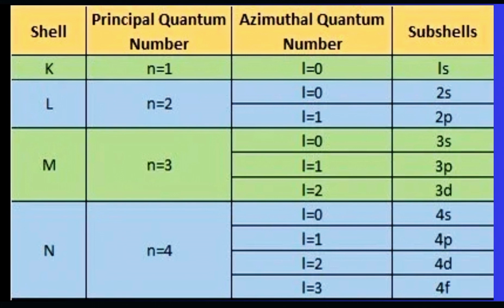Now there is an easy trick to remember the subshells. Friends, the number of subshells that each shell can hold is equal to its quantum number. Like if the shell is L, its quantum number is 2. So it can hold 2 subshells, right? Like 2s, 2p. Like for N, the quantum number n is equal to 4. So it can hold 4 subshells, 4s, 4p, 4d and 4f. So starting from quantum number 1 to quantum number 4, there is addition of 1 subshell every time.